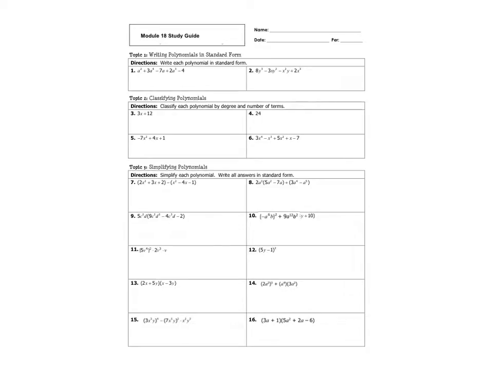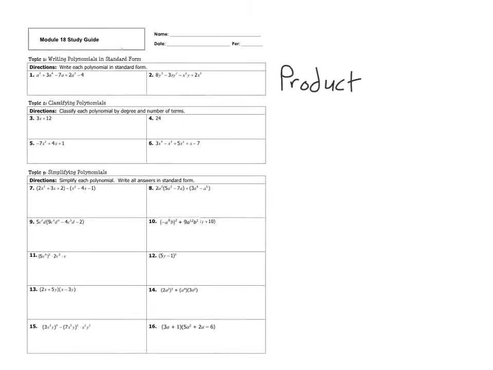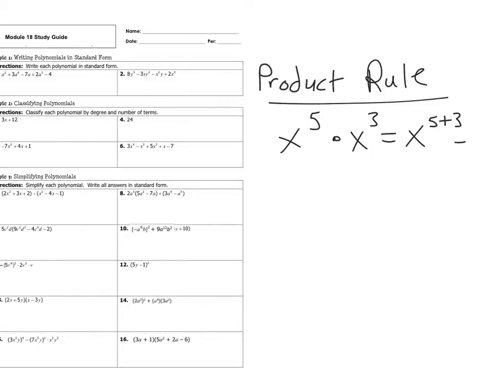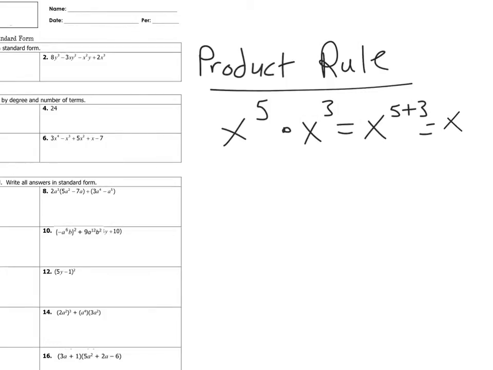Alright, so for this test you need to remember the product rule and the power rule. So let me quickly jot that down, and I want you to jot it down in your notes or your study guide as well. Remember the product rule, and this should be in your notes, states if you're multiplying two monomials like x to the 5th times x to the 3rd, you add the exponents. It'll be x to the 5 plus 3, which is x to the 8th.